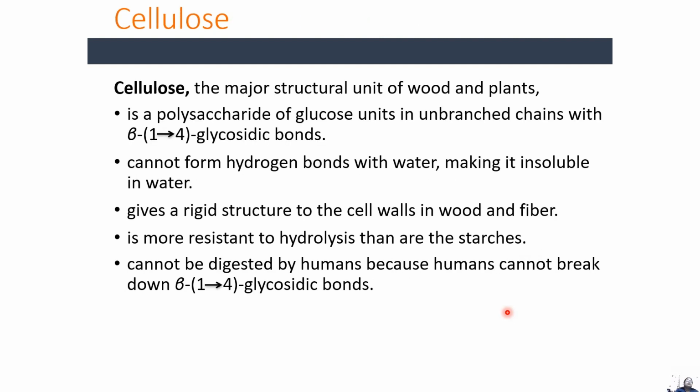Okay. Cellulose is the major structural unit of wood and plants. It's a polysaccharide of glucose units in unbranched chains with beta 1,4 glycosidic bonds. It cannot form hydrogen bonds with water, right? So even if you try to mix it with water, it will still remain insoluble. It cannot dissolve in water, and it gives a rigid structure to the cell walls in wood and fiber, and it is more resistant to hydrolysis than other starches, and it cannot be digested by humans because humans cannot break down beta 1,4 glycosidic bonds. Okay, so that is why this cannot be digested by humans as well.